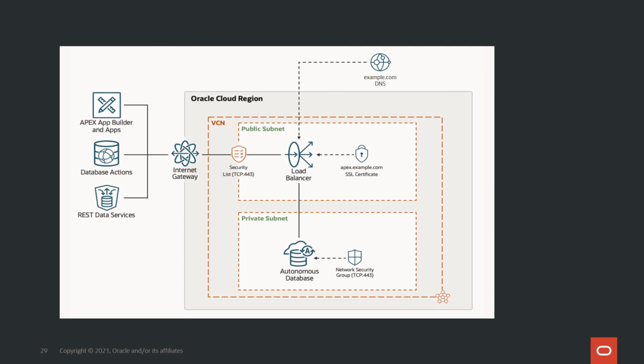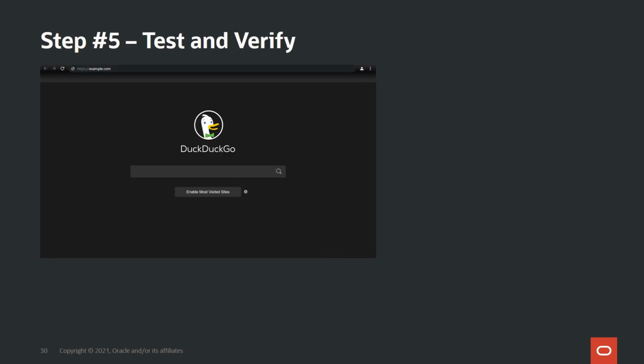And now Apex apps or browser clients using Apex apps, developers who are using the browser to access Apex App Builder, any access of database actions UI or REST endpoints. These things will all be able to go to that custom domain, have that resolved to the public IP of my load balancer, and then be forwarded on to my autonomous database. So now I've got the full picture, and the last thing is to test and verify the setup.